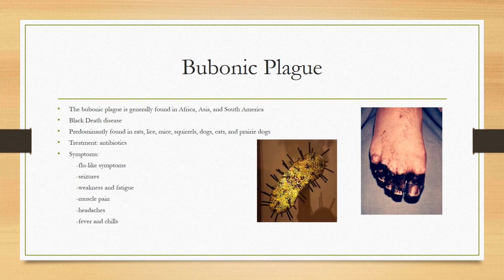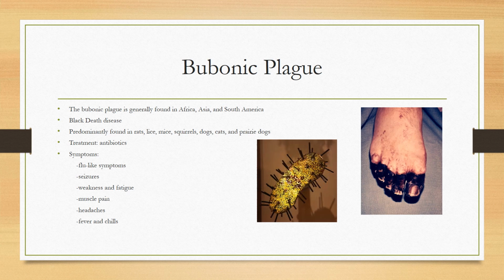The bubonic plague is generally found in Africa, Asia, and South America, which are third world continents. This is also known as the Black Death disease. It is predominantly found in rats, lice, mice, squirrels, dogs, cats, and prairie dogs. The treatments are antibiotics. Symptoms are very similar to those of the flu.